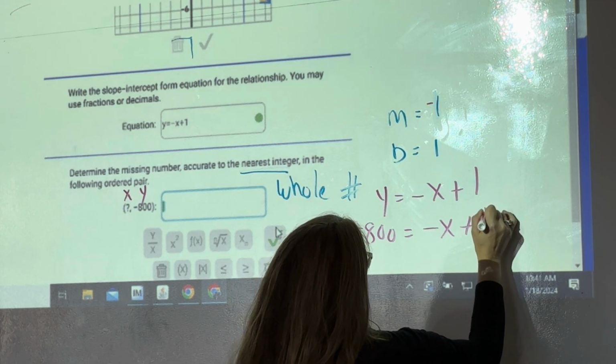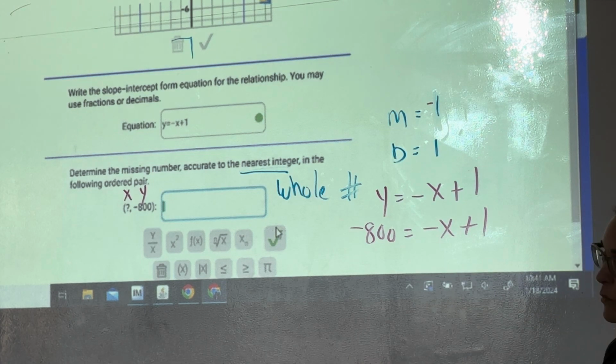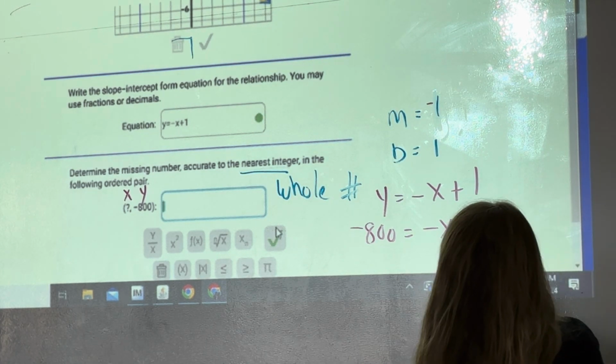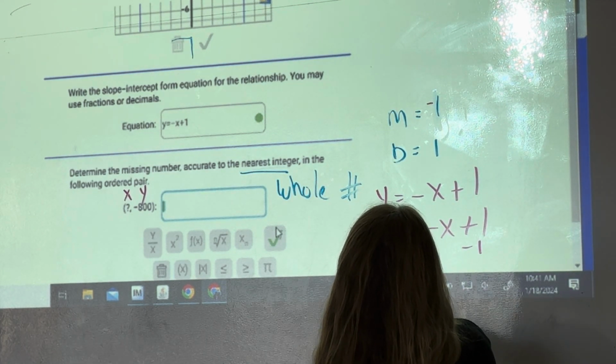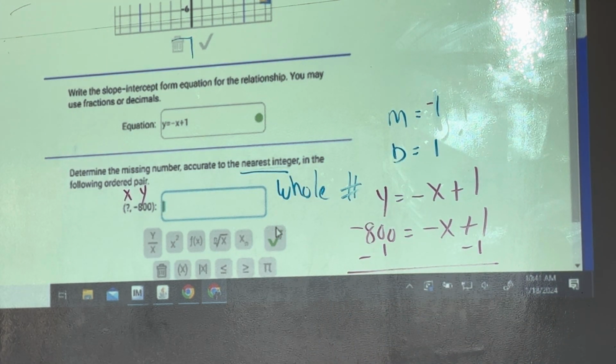Equals negative X plus 1. It is a two-step problem. What's the opposite of adding 1? Subtracting 1. Whatever you do on one side, you do to the other. Negative 800 minus 1. When the signs are alike, you add and keep the sign. What do we get?